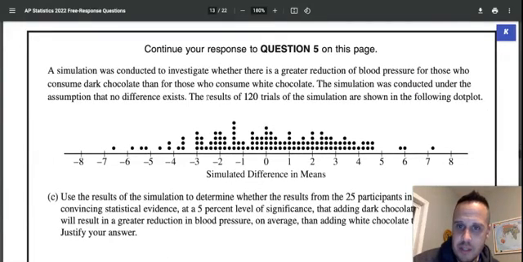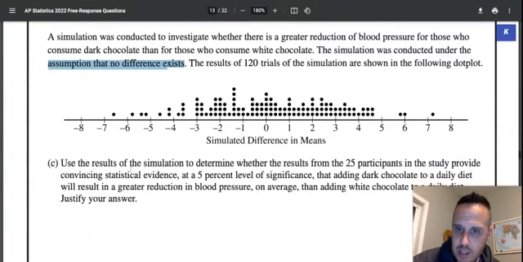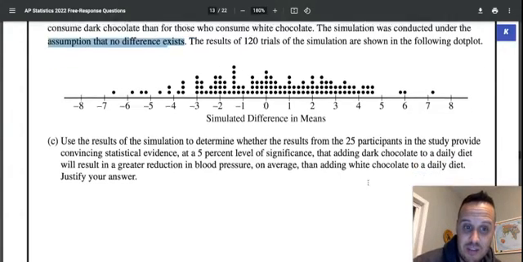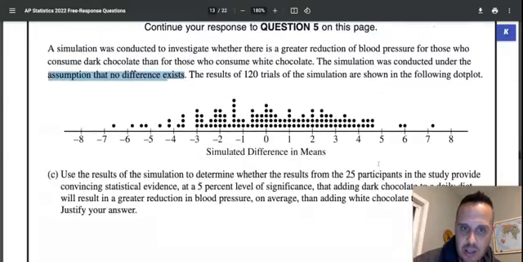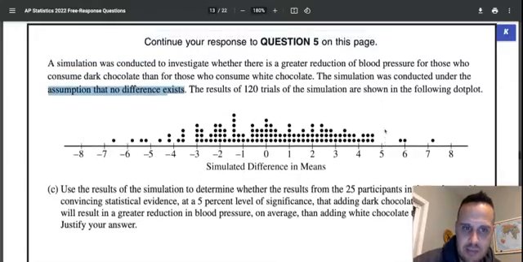And then here's a simulation. Whether there's a greater reduction in blood pressure for those who consume dark chocolate. The simulation was done many times, assuming that the null is true, that no difference exists, okay? Here's 120 simulations, and using this result, the simulation determined whether results from 25 participants at a 5% level of significance show that adding dark chocolate will result in a greater reduction in blood pressure than adding white chocolate, okay? So here are the simulated differences in means.